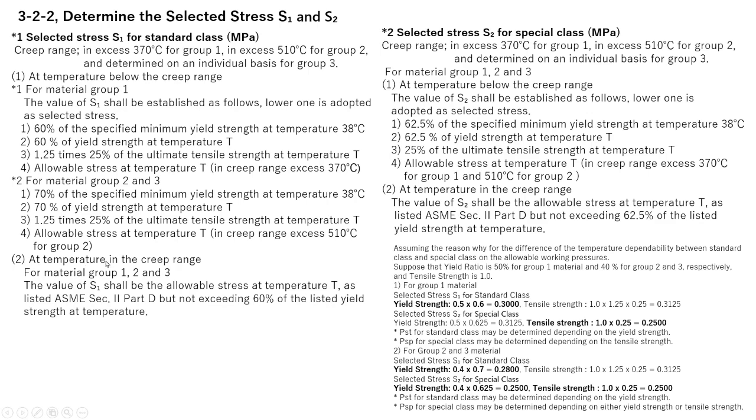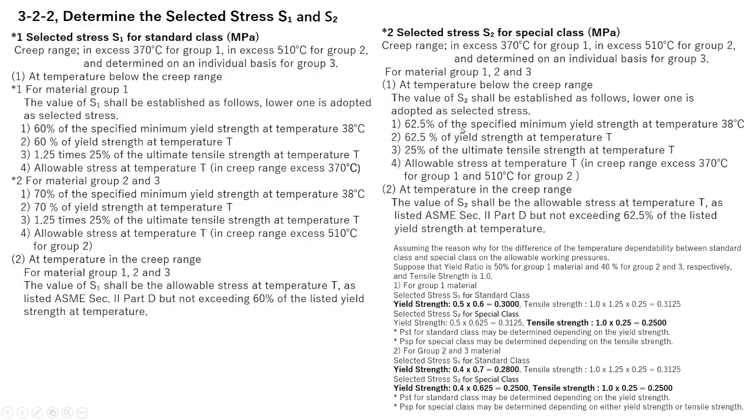At temperatures in the creep range for material groups 1, 2, and 3, the value of S1 shall be the allowable stress at temperature T as listed in ASME Section 2 Part D, but not exceeding 60% of the listed yield strength at temperature. So in the case of the special class, the creep range is the same as the standard. For material groups 1, 2, and 3, at temperatures below the creep range, the value of S2 shall be established as follows. The lower one is adopted as the selected stress.